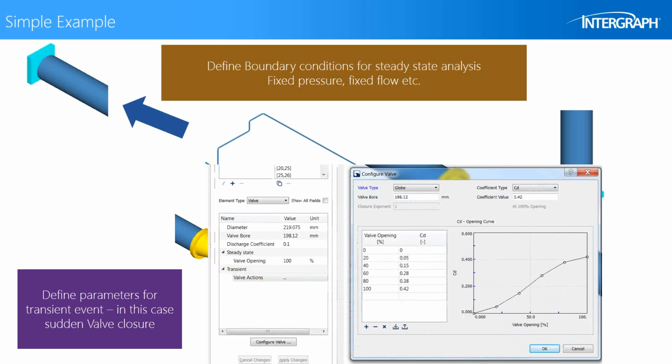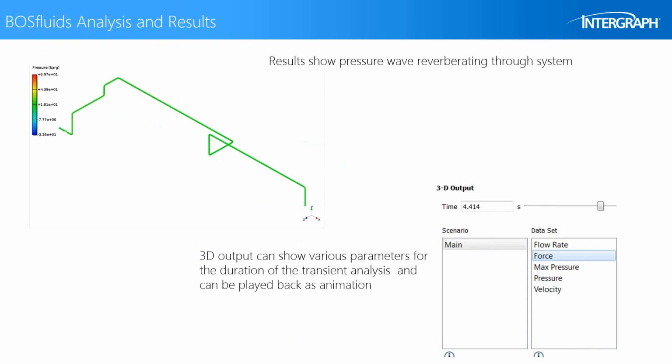Here is a larger version of that image. So you can specify a CD curve as how the valve opens, and you can also specify the timing of the closure event in the valve as well. And once you've specified that information, you can then perform the BOSfluids fluid flow analysis. Here is an example of a small selection of the type of results which we get from BOSfluids. We can see in the top left-hand corner that there is a pressure wave reverberating through the system. You can see the changes in pressure through time as the animation plays.